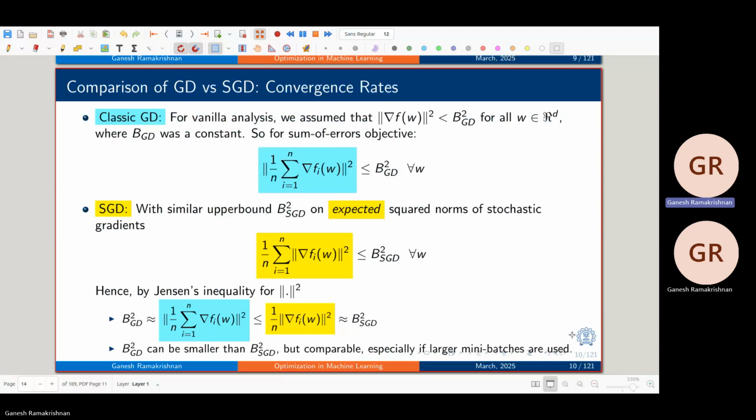So you may ask, what is the connection between the B of the gradient descent and the B of the stochastic gradient descent? What's the connection between these two? What do you think? What do you know from Cauchy-Schwarz? What do you know?